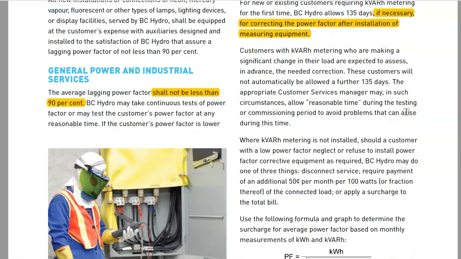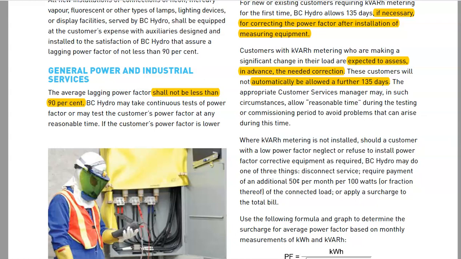there. They then talk about loads that you're going to be changing: the customer is expected to assess in advance the needed correction. Guess who the customer is going to rely on to do that assessment? It is going to be you as the electrician that needs to assess that. You are not automatically allowed a further 135 days. So if you are adding something onto it, you, the electrician, don't get that grace period.